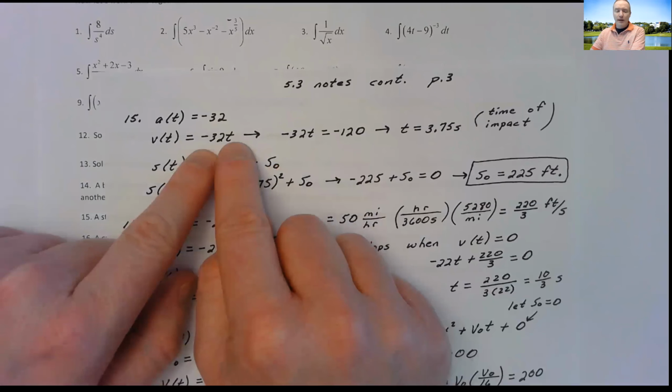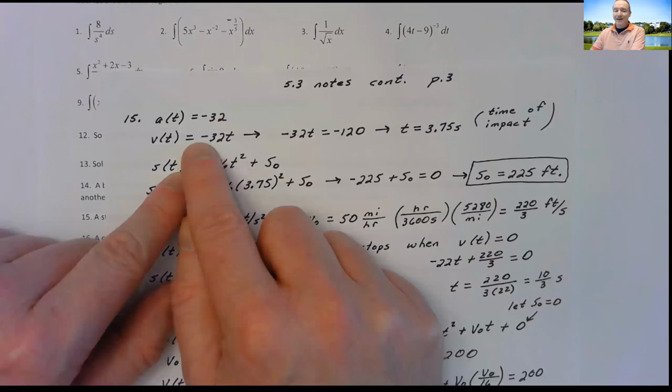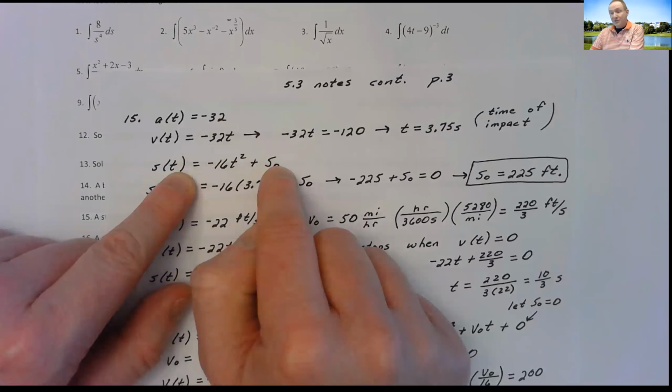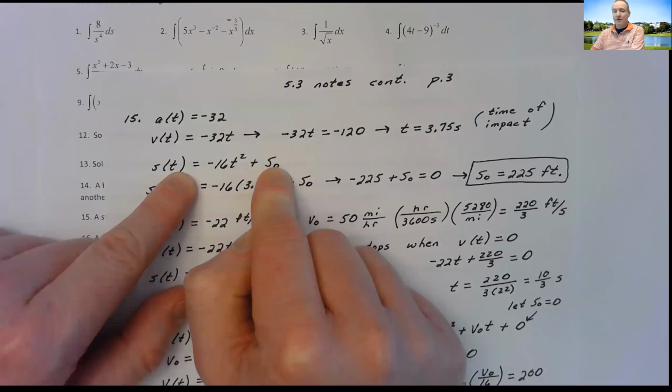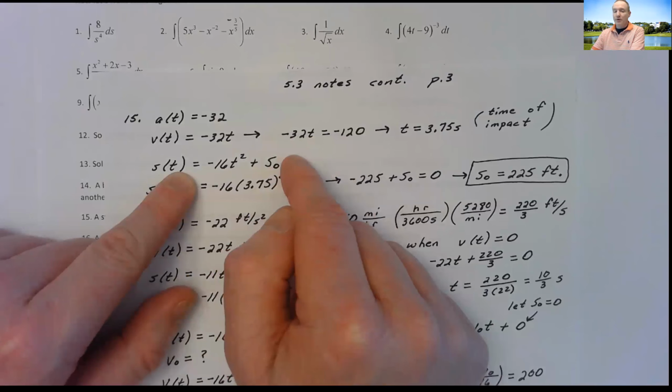And then I can go ahead and solve for the position function. The position function is going to be negative 32t to the second plus c, where c is just going to be your original position. We don't know the original position. The original position is what the height of the cliff is. So the goal of the problem is to solve for what that s sub 0 is.